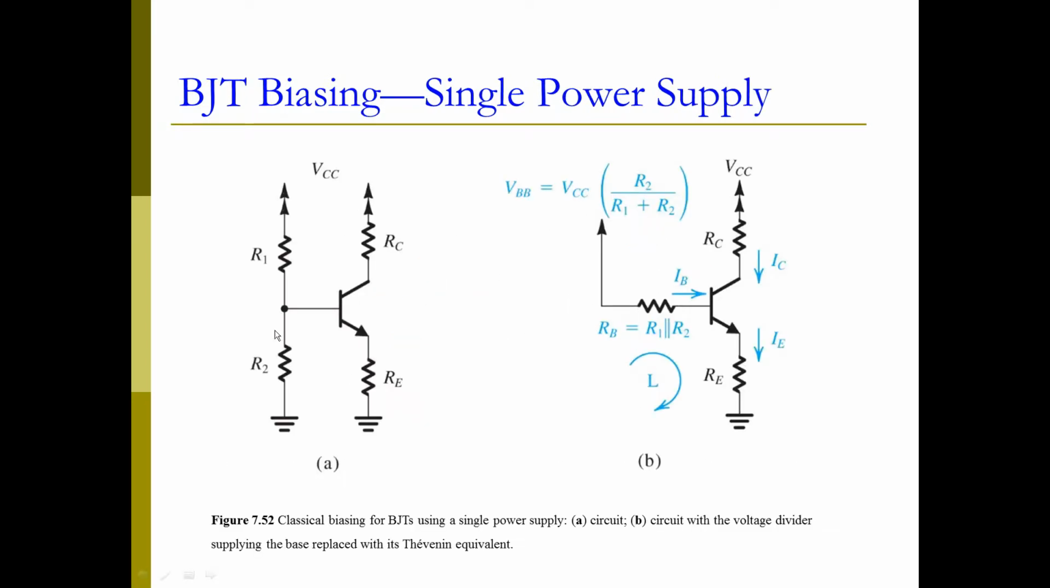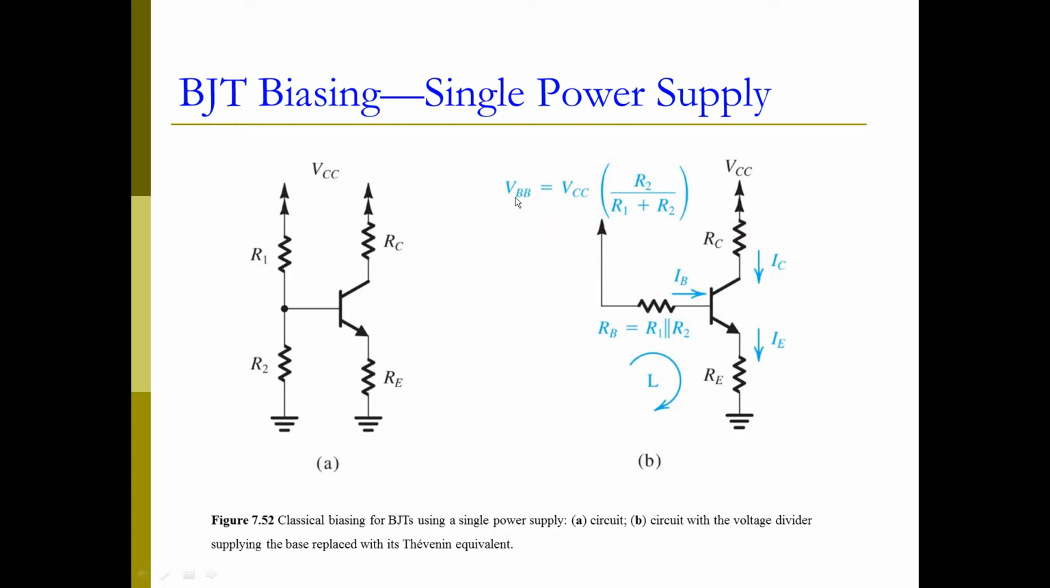Now here's an example of using a voltage divider to bias the transistor. This voltage divider on the left side of this circuit can be further simplified based on the Thevenin equivalent analysis. As you may remember, in the Thevenin equivalent analysis, for this voltage divider, the voltage output is here, so we call it open circuit voltage. That open circuit voltage can be calculated by this formula here. This is basically a voltage divider equation. So VBB equals VCC times R2 divided by R1 plus R2. Now this is the open circuit voltage.